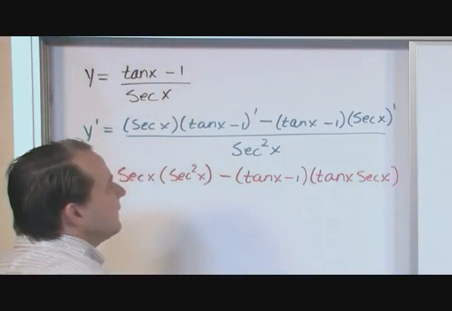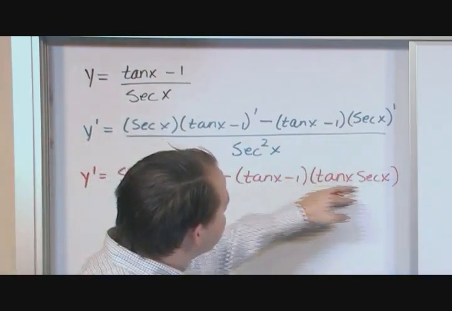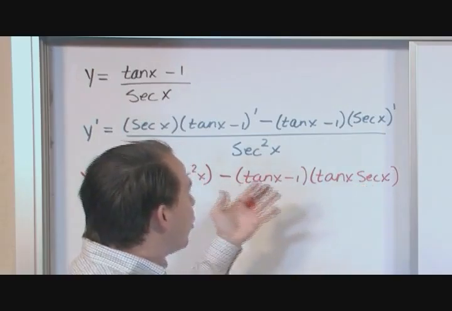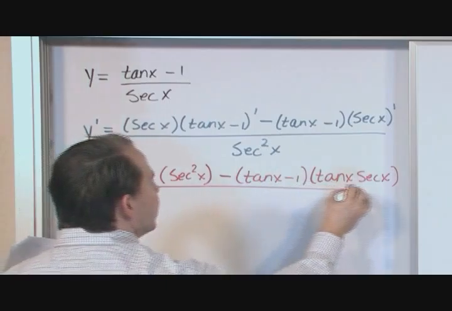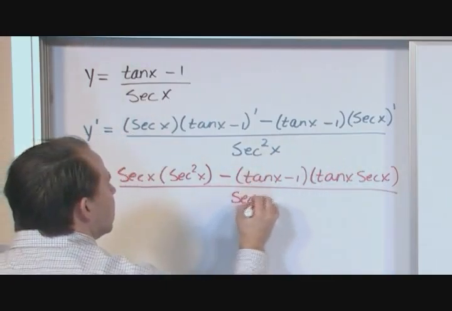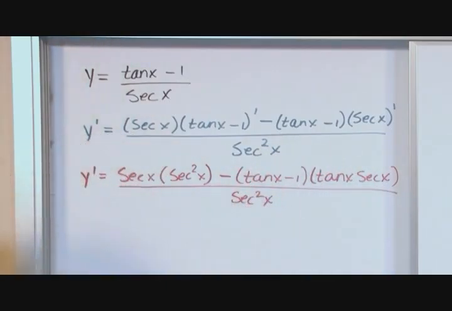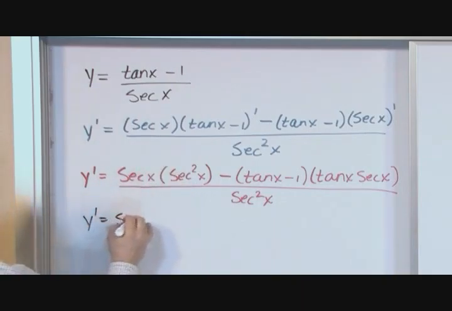So you see what I'm saying? You really do need to memorize them, because if you have to look this up in a book every time or derive it, it's just going to take too long. And then underneath, we're going to have secant squared x. Okay, secant squared x. So let's go ahead and simplify. Y prime. Secant times secant squared is secant cubed x.